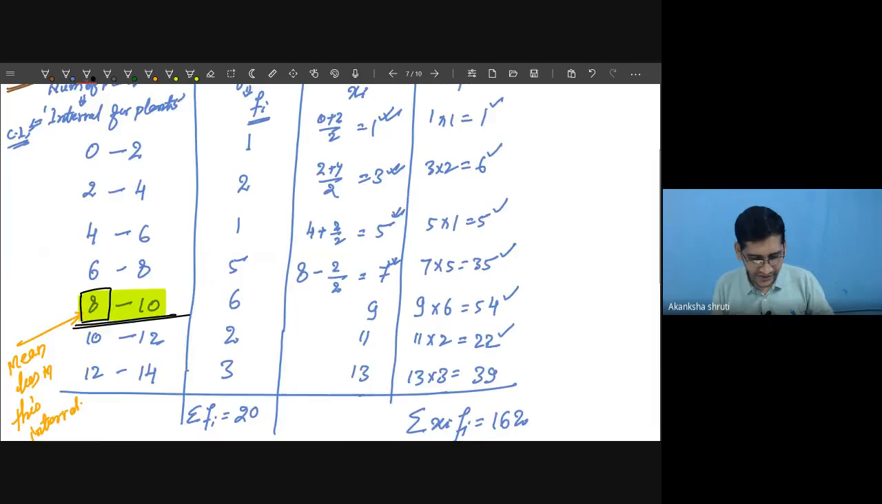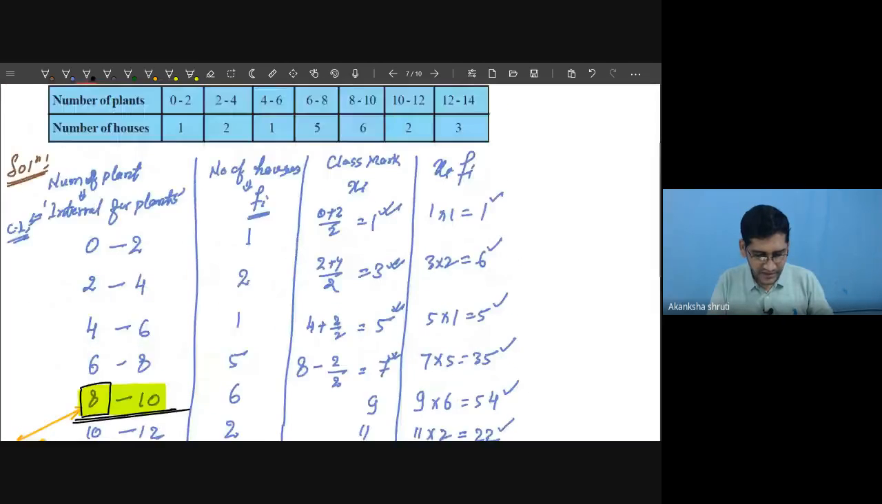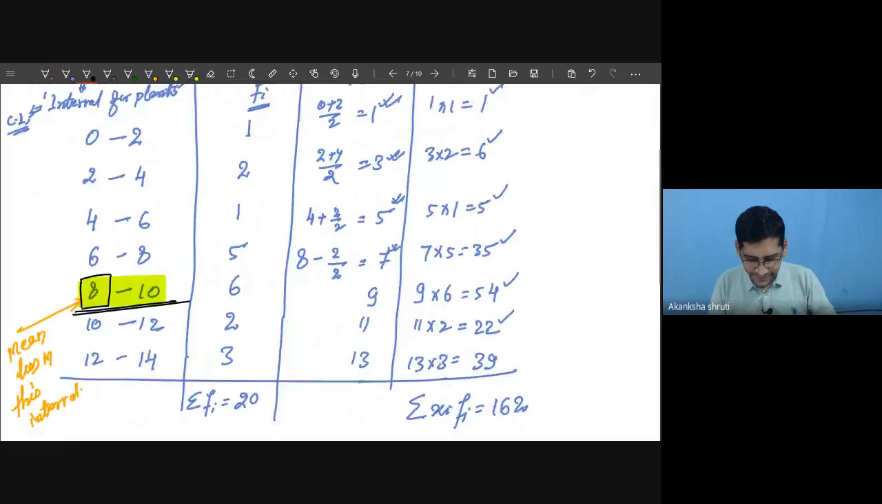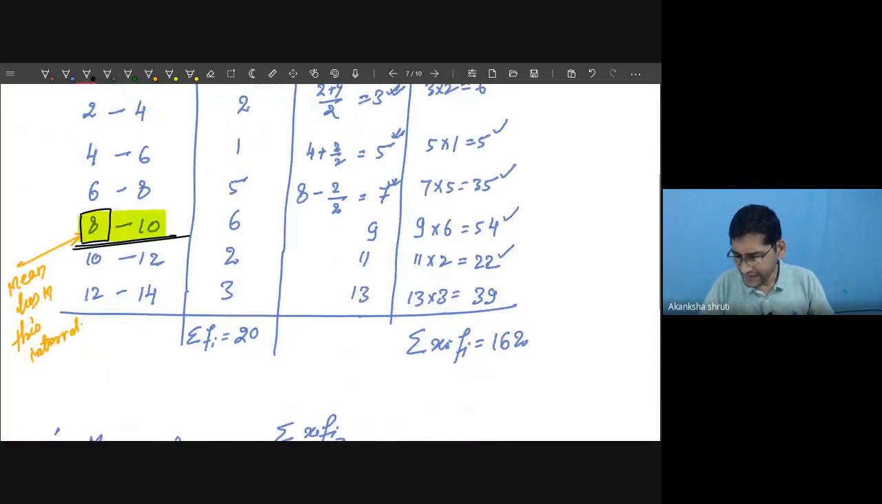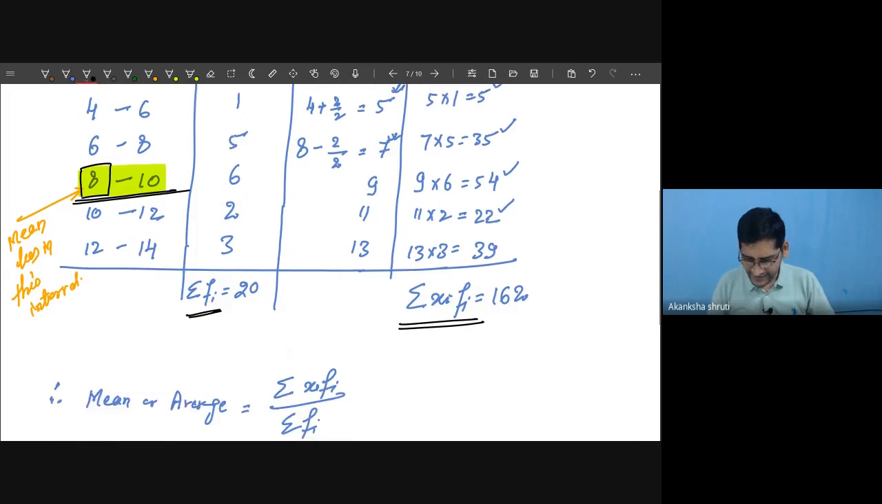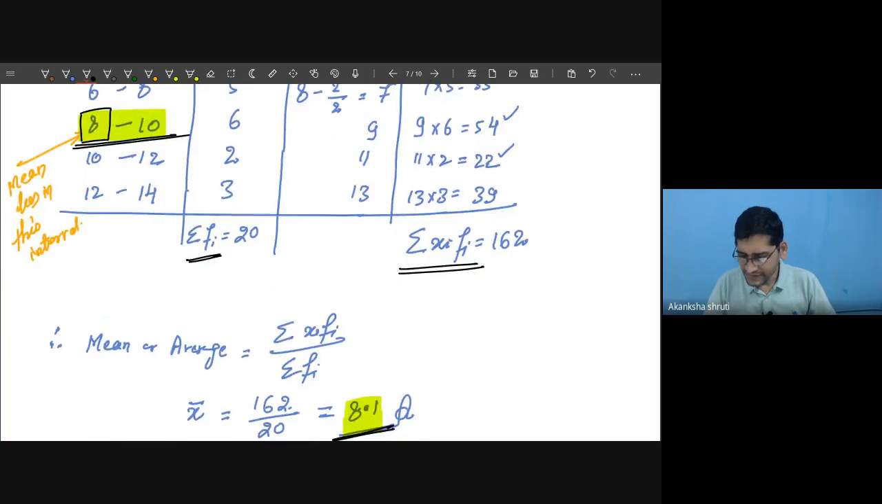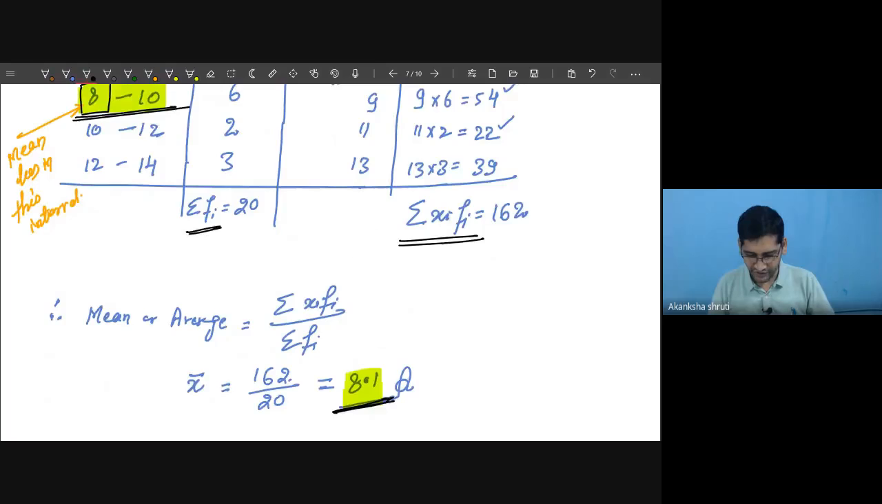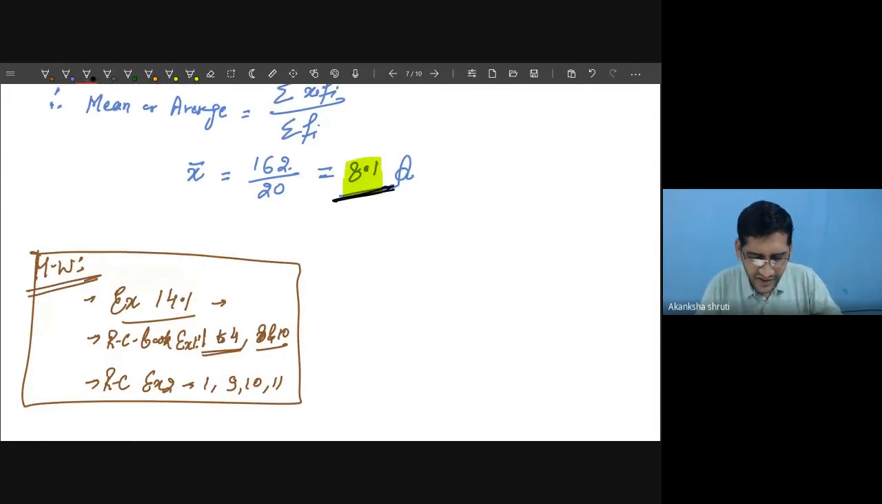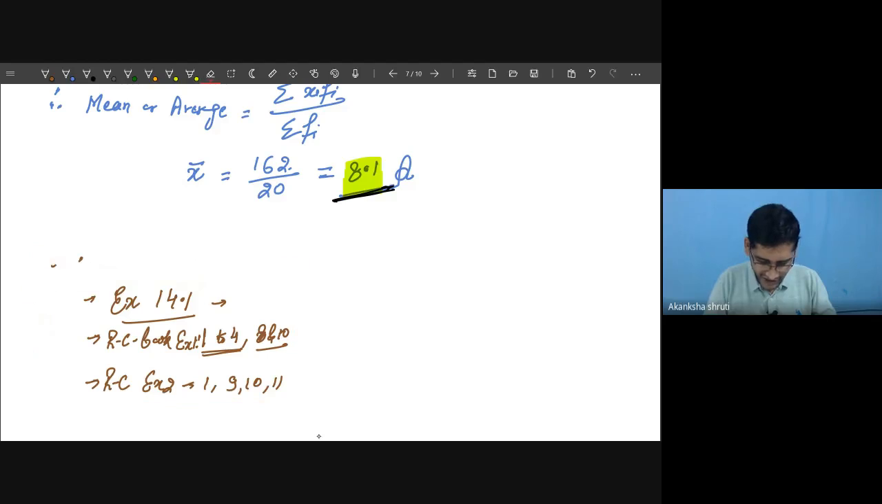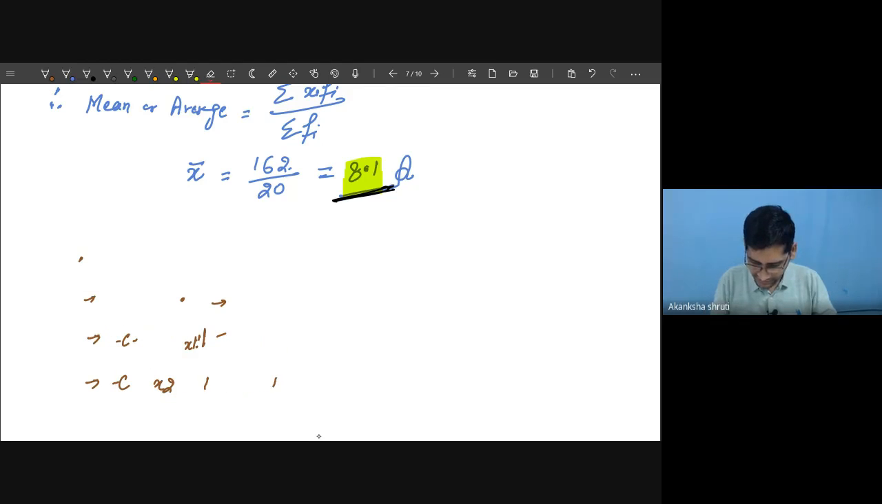Students, if we recall this direct method, there I had explained, first we calculate xifi, then the sum of xifi, also the sum of fi only, then we take the ratio of summation of xifi divided by summation of fi. We were getting 8.1. But there is another way of calculating this. What is the other way? Let me explain that here itself.